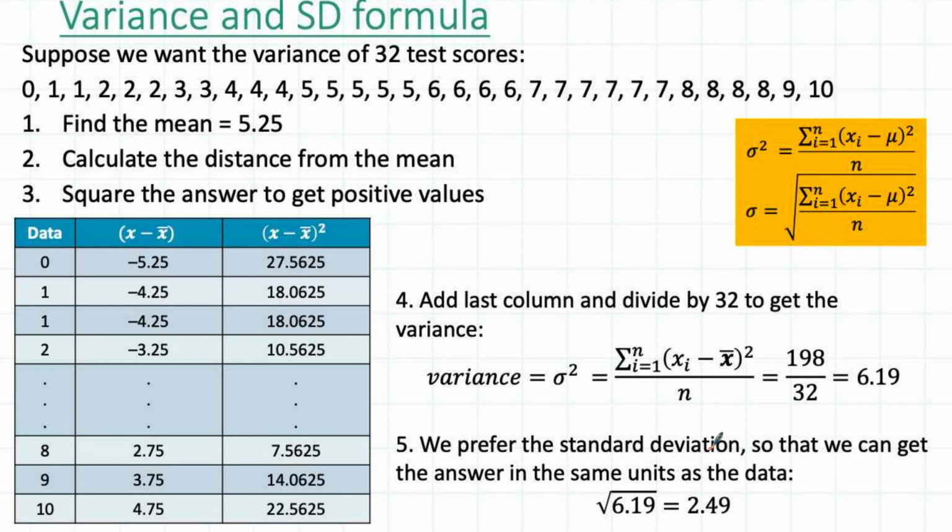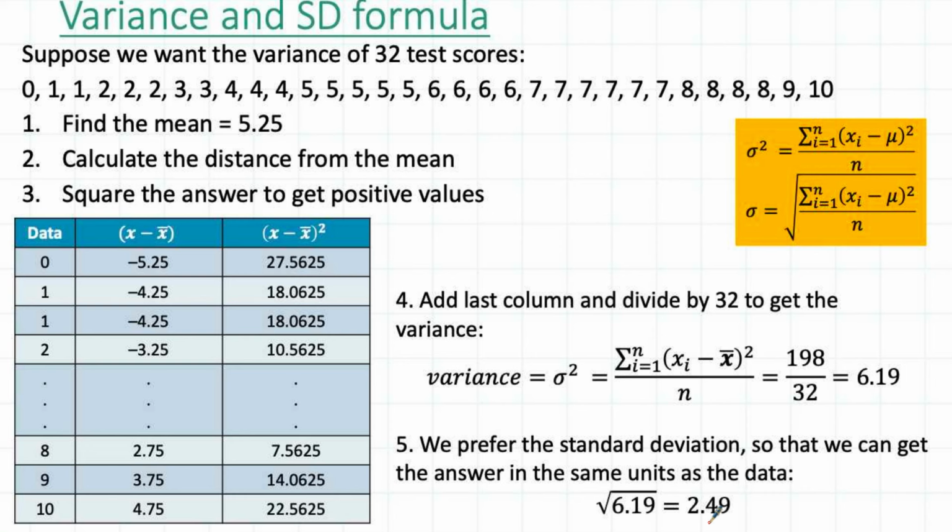And if I want the standard deviation, I will square root the data. So this is where we prefer the standard deviation, because as soon as you square the data set, it becomes, so this is a test score, but now this column represents the test score squared, which means 6.19 is not the same unit. Imagine if you're dealing with meters. Once you square it here, you're dealing with meters squared. So that's why we square root the variance to get the standard deviation so that the answer is in the same unit as the data.